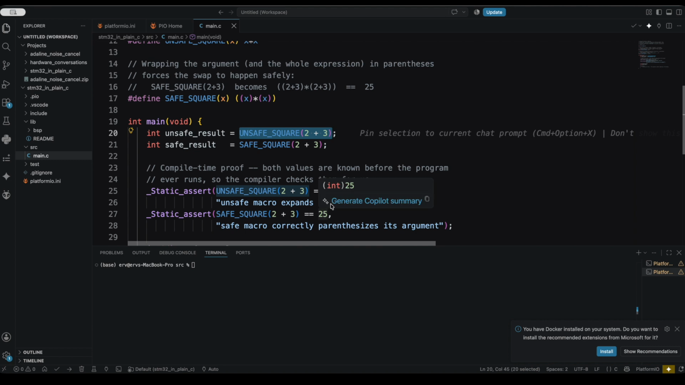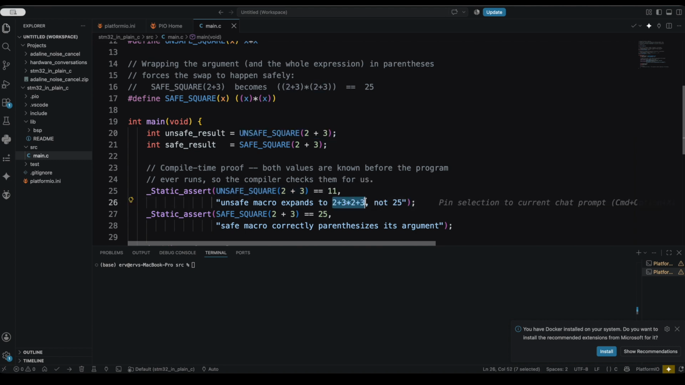reaches the compiler is this: 2 plus 3 times 2 plus 3, and by normal order of operations, multiplication before addition, that's 2 plus 6 plus 3, 11, not 25.